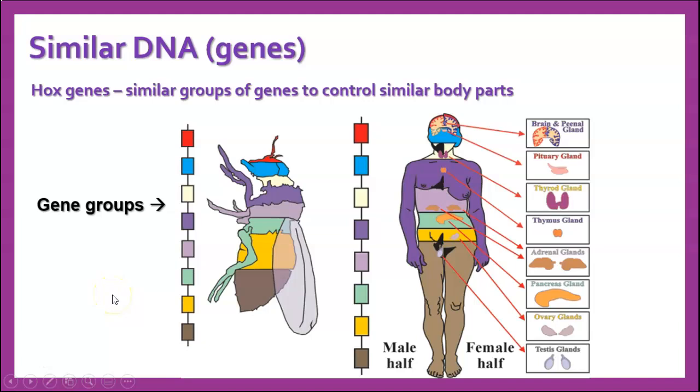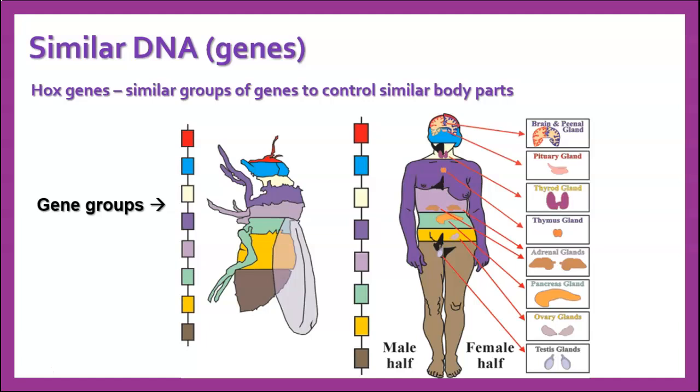There are also similarities in the DNA or in the genes. There are actually these sets of genes that are very highly conserved in all kinds of animals called Hox genes. And these are genes that are developing the location of and the arrangement of body parts. They're not necessarily how to make the body part, but when and where to make the body part.